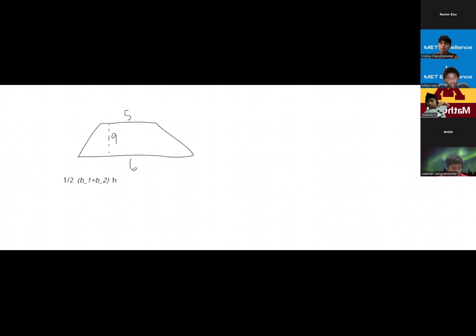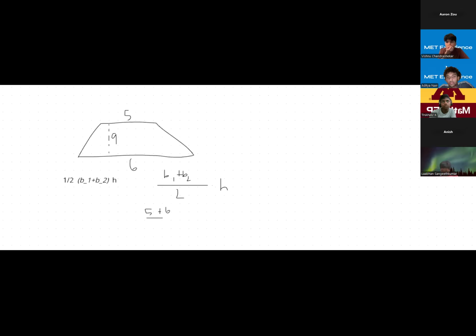Okay, I'm seeing a lot of different answers in chat. That's good. That means I can teach you. All right, so let's start off by applying this formula we know. I'm going to write it again in an easier way to see. So what is our base 1? It doesn't matter because this is addition, so I can choose whatever. I'm going to choose 5 as my base 1. 5 plus 6 over 2.